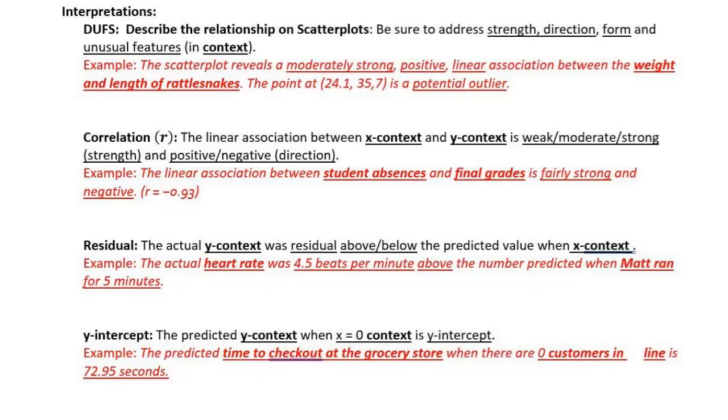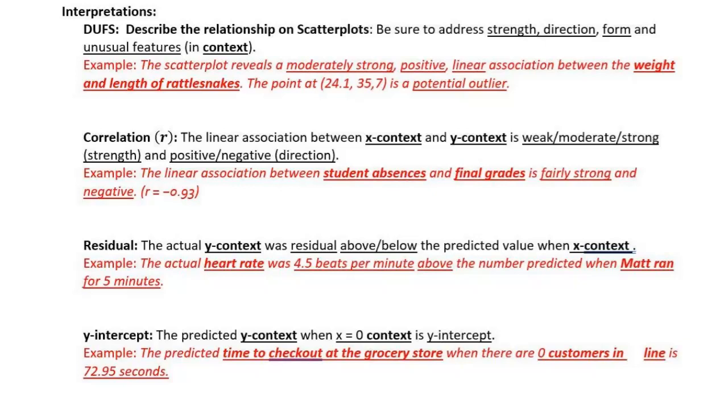It does not tell us whether or not a linear model is appropriate. It just tells us how well the data fits a line, if that makes any sense. To determine whether a linear model is the best fit, we would need to look at a residual plot, because we would be looking for that curved pattern on the residual plot to say, no, a linear model is not appropriate here. For the residual, we would say the actual Y in context was whatever our residual is, above or below the predicted value when X is whatever. So the example that we have there, the actual heart rate was 4.5 beats per minute above the number predicted when Matt ran for 5 minutes.